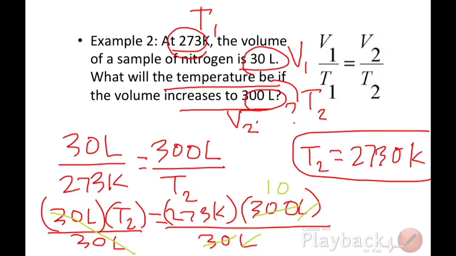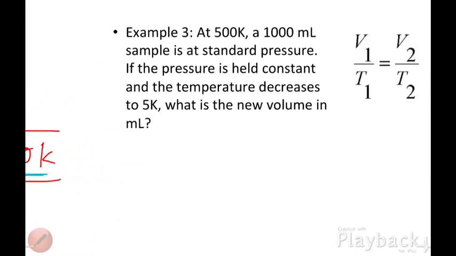And then the fast way to do this would be to look at the factor in between: 30 liters times what equals 300 liters. It's times 10. 30 times 10 equals 300. So we're going to multiply by 10 on the bottom too, and that'll give us the same answer that we got. That gives us the 2,730 Kelvin. So either way works. You only have to do one way, but either way works.